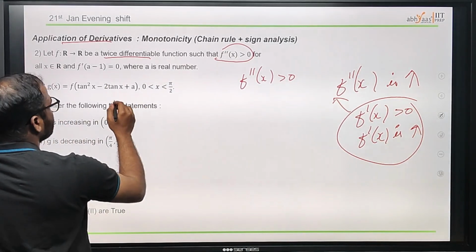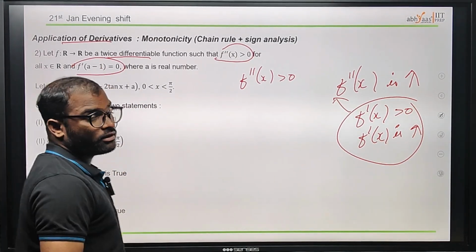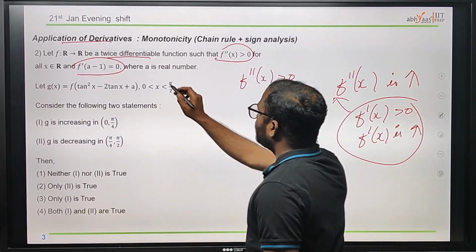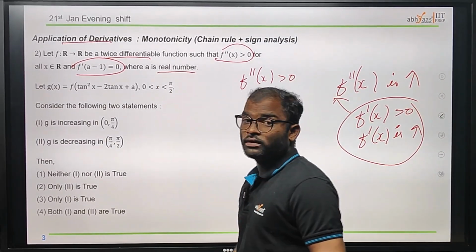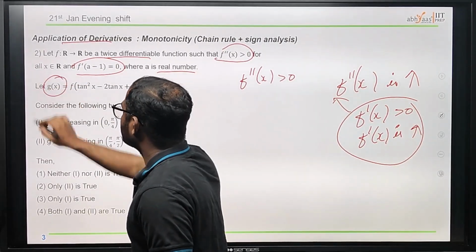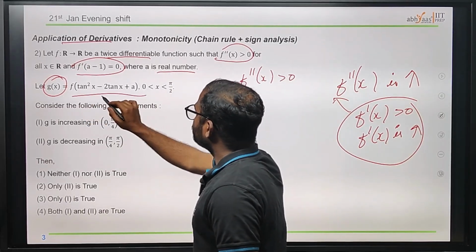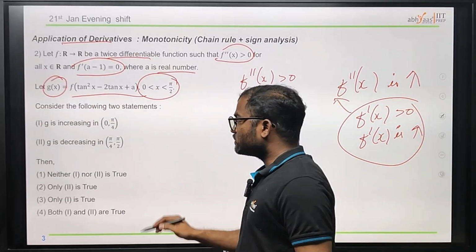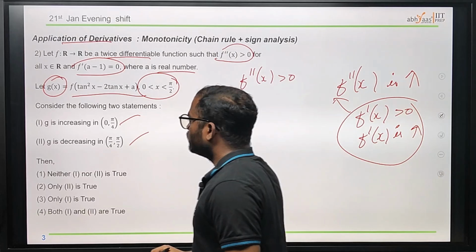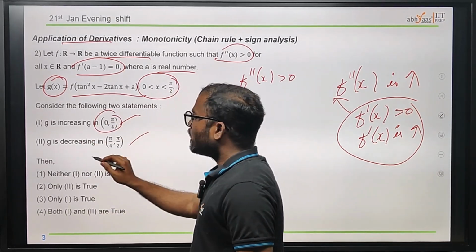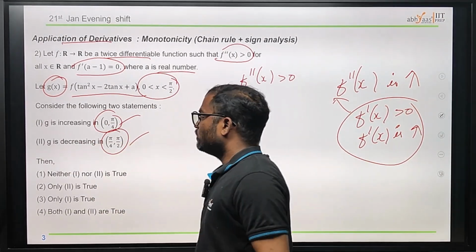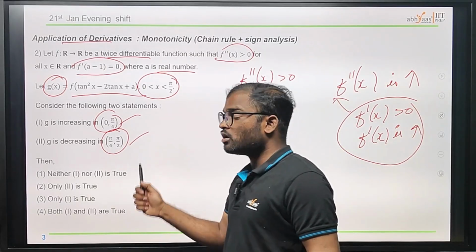Now they have also given another piece of information: f dash of a minus 1 is equal to 0, where a is a real number. Now we have a function g of x. Using this function and this interval we need to solve these statements. It is given that g is increasing in this interval and also g is decreasing in this interval. Now we need to find whether it is true or not.